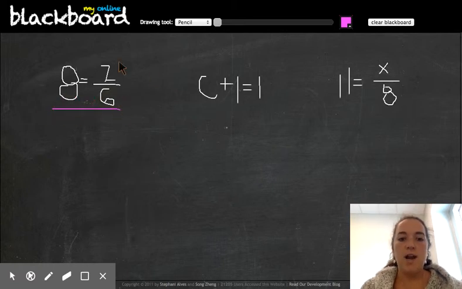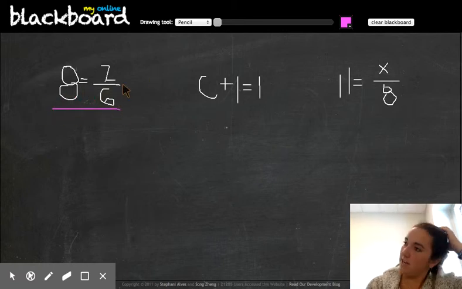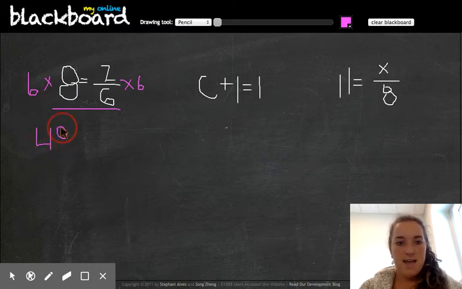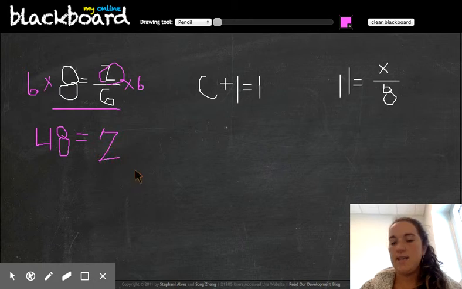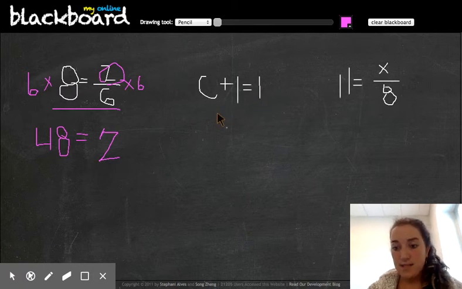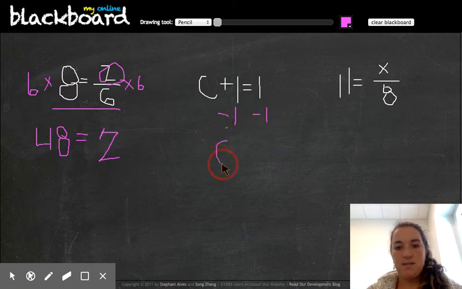All right, looking at the first one, what operation am I doing? I'm doing division, so how can I undo this division? By multiplying. 6 times 8 is what? 48. And then on the other side, I'm just left with my z. So z is 48, or 48 equals z. Next one, I have c plus 1 equals 1. I need to undo that addition. How do I undo addition? Subtraction. You'll end up with c equals 0.